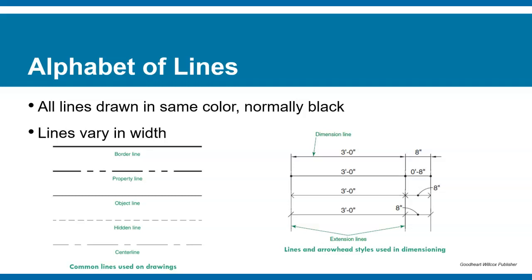So this is our alphabet of lines, and we can have a larger alphabet, but this is just a short little one, that's why they say common lines used on drawings. There can be some more lines. I've seen them for gas. You see them for water lines. You'll see them for electric lines. So the lines vary in width. So you can notice down here the center line is thin compared to this border line, which is thicker, wider, darker.